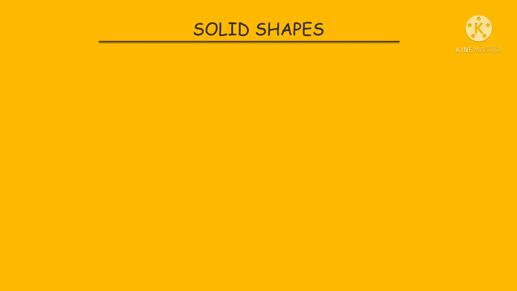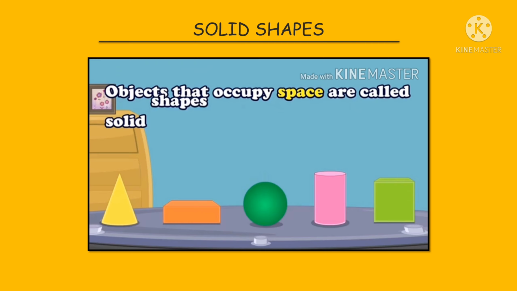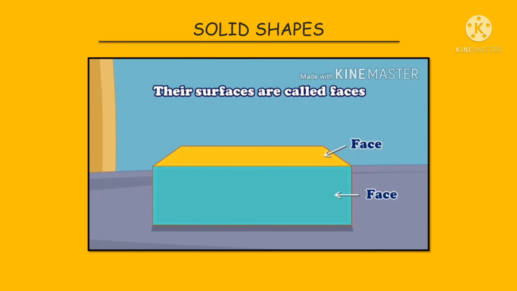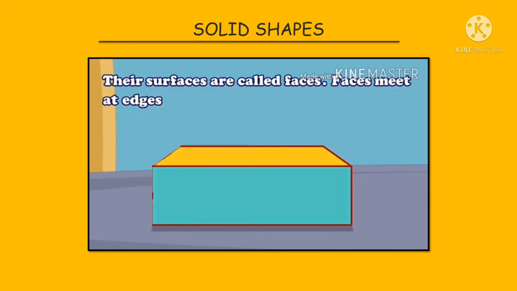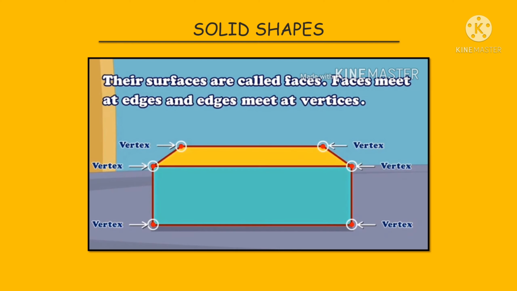Solid shapes. Objects that occupy space are called solid shapes. Their surfaces are called faces. Faces meet at edges and edges meet at vertices.